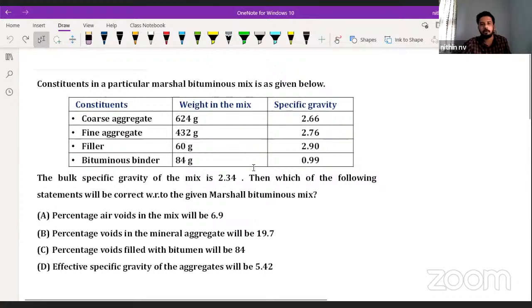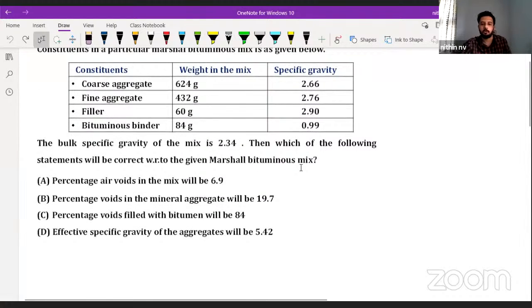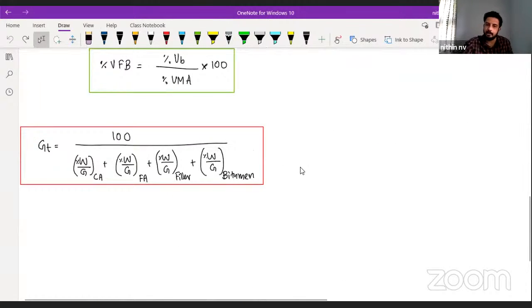GT is not given. We have to calculate using the equation like this, 100 divided by percentage W by G of aggregate. Before going into that, I can tell you, a Marshall mix design means we will be having coarse aggregate, fine aggregate, and some filler material to fill the voids. Still we may be having voids. So what we will do? We will add some binder.